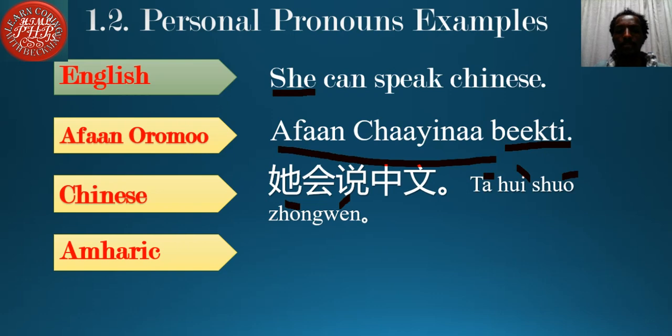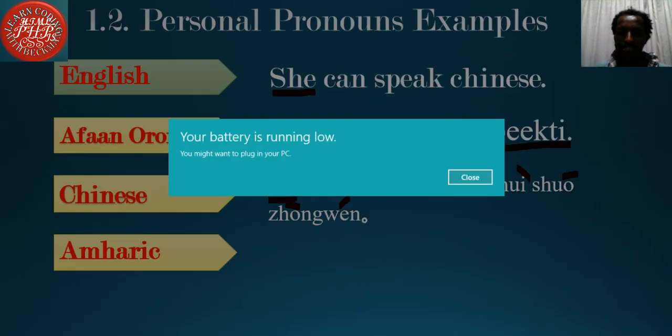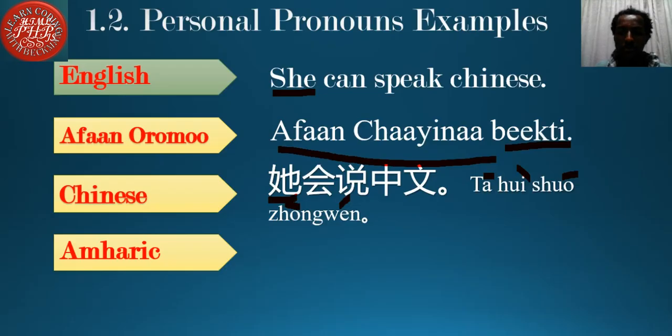Ta hui shou zhong wen. Like this. Ta means she. Hui means can. Shou means to speak. Zhong wen means Chinese. Ta hui shou zhong wen.